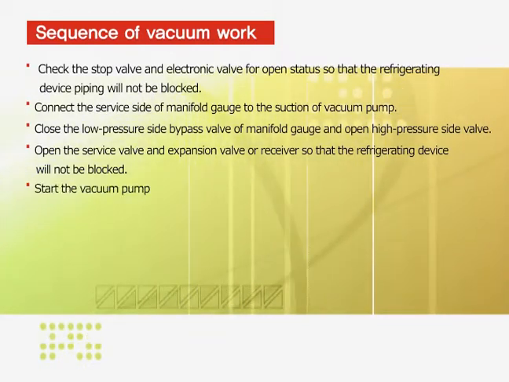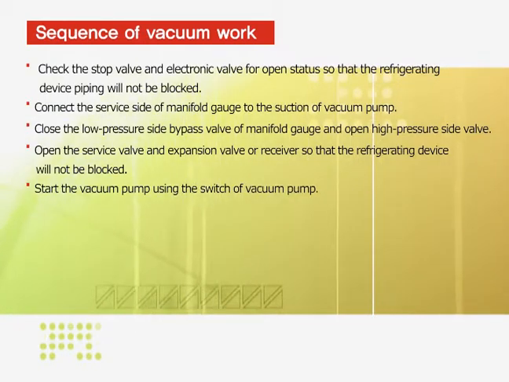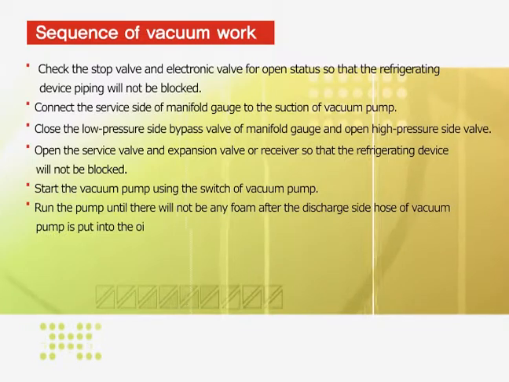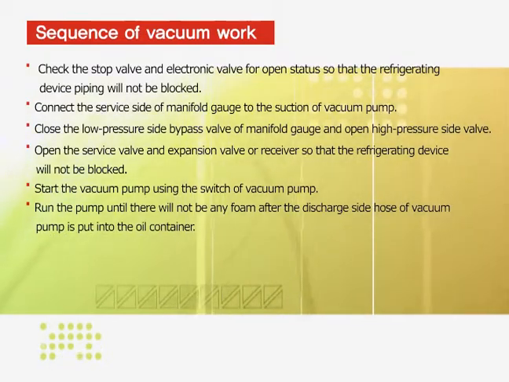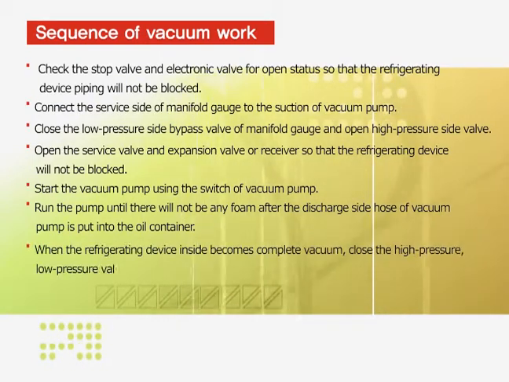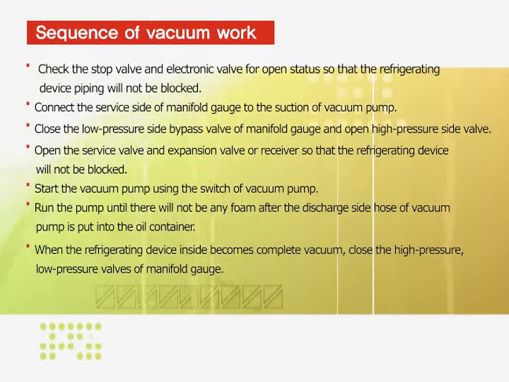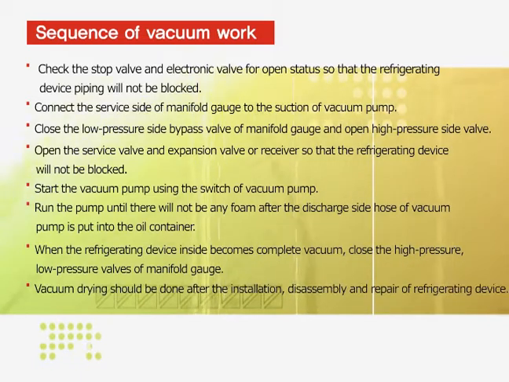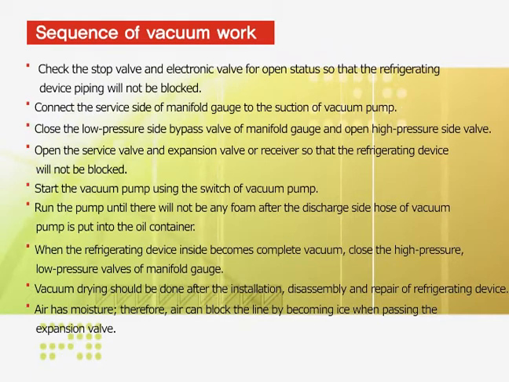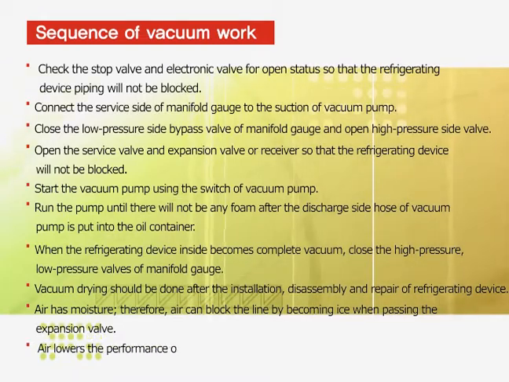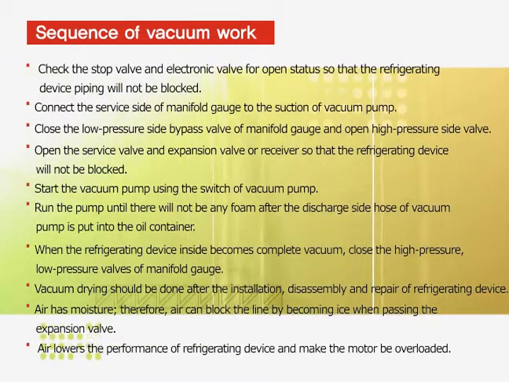Start the vacuum pump using the switch of the vacuum pump. Run the pump until there is no foam after the discharge side hose of the vacuum pump is put into the oil container. When the refrigerating device becomes completely vacuum inside, close the high pressure and low pressure valves of the manifold gauge. Vacuum drying should be done after the installation, disassembly, and repair of the refrigerating device. Air has moisture, therefore air can block the line by becoming ice when passing the expansion valve. Air lowers the performance of the refrigerating device and makes the motor overloaded.